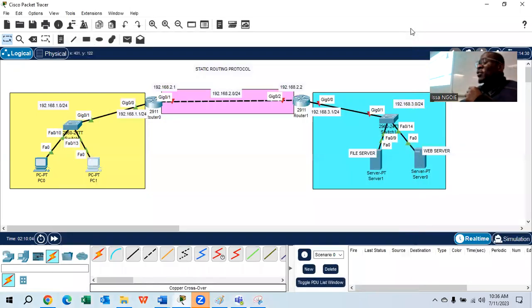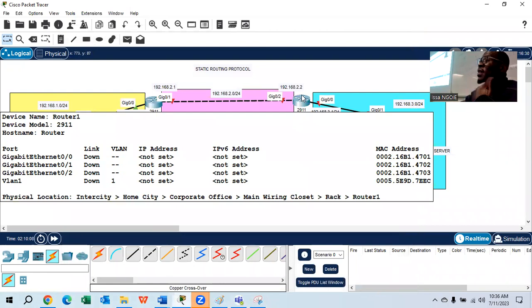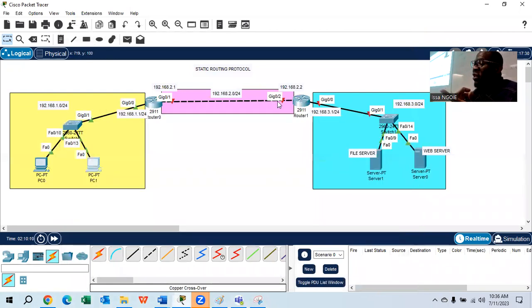Now, what we're going to do is go to the second router. We're going to do the same configurations. We are going to bring those two interfaces up and assign them the IPs, right?